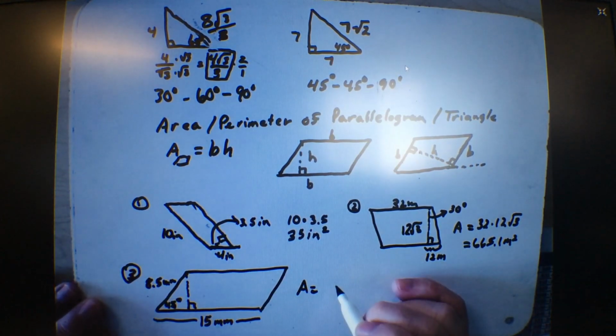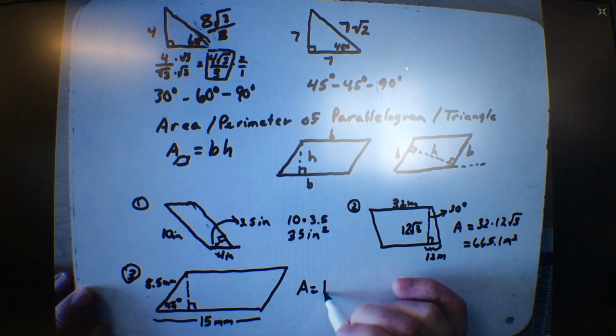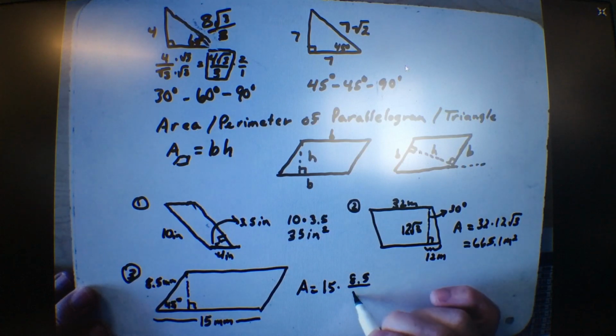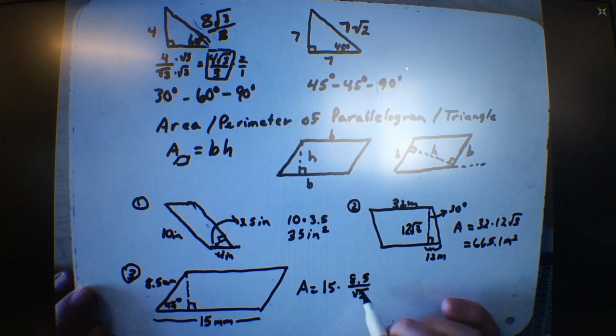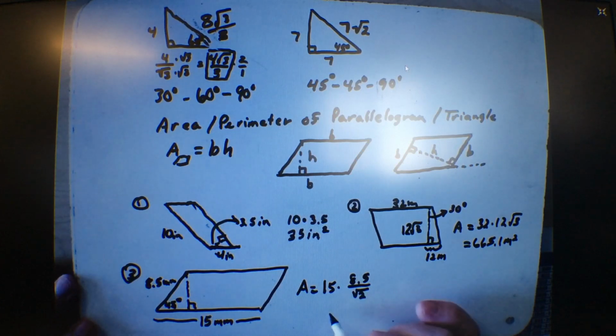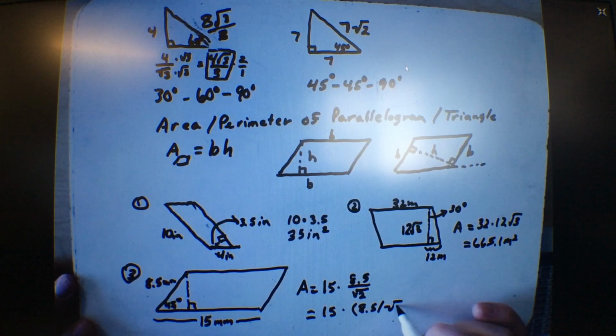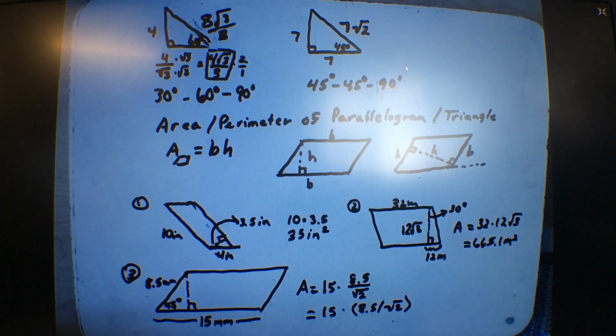All right, so now I want to show you this. I'm going to take 15 times 8.5 divided by the square root of 2. Is that correct? Guys, should I rationalize that? No, you don't have to. Because you're going to multiply it anyway. So you're going to take 15 times 8.5 divided by the square root of 2. Now I like to put it in parentheses so I know what I'm doing. Can you give me this to the nearest tenth, please?